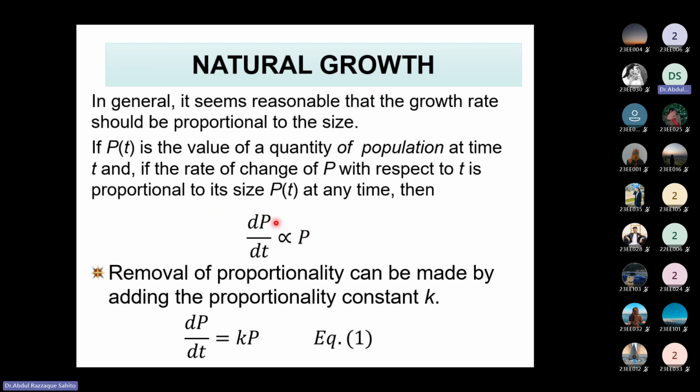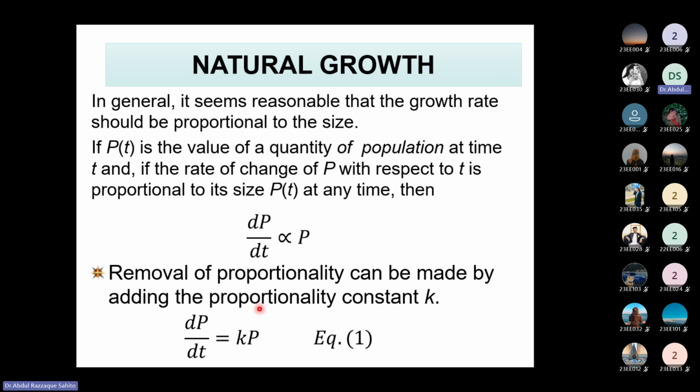This shows that the higher the population, the higher will be the growth. The law of natural growth says that change in a population with respect to time is directly proportional to the population. यानी जितनी ज्यादा पॉपुलेशन होगी, ग्रोथ भी इतनी ज्यादा होगी. ये बात सही है? Yes, sir. Now, if I remove the proportionality sign, here I will place equals to k. k is the proportionality constant.